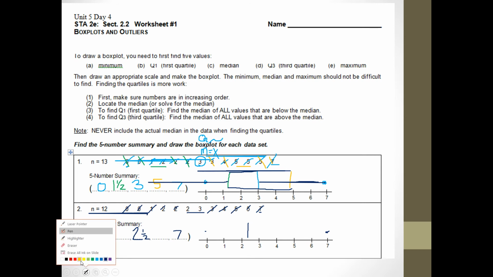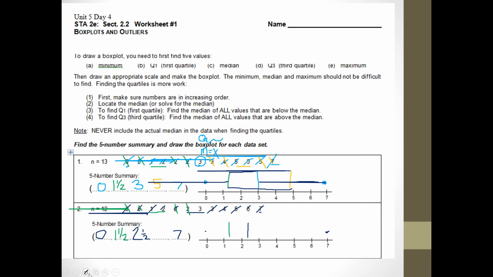Now, when I go to find my quartile 1, technically this 2 is not the median. Like up here, I didn't use 3 when I tried to find quartile 1. I just left it alone. But 2 is not my median, so I have to cross it off when I go to find my Q1. So now I've got 2 numbers in the middle for my Q1. 1 plus 2 is 3, and 3 divided by 2 is 1.5.